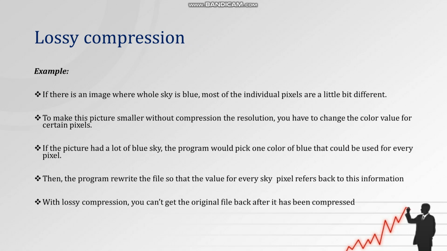Lossy compression example. If there is an image where the whole sky is blue, most of the individual pixels are a little bit different. To make this picture smaller without changing the resolution, you have to change the color value for certain pixels. If the picture had a lot of blue sky, the program would pick one color of blue that could be used for every pixel. Then the program rewrites the file so that the value for every sky pixel refers back to that information. With lossy compression, you can't get the original file back after it has been compressed.